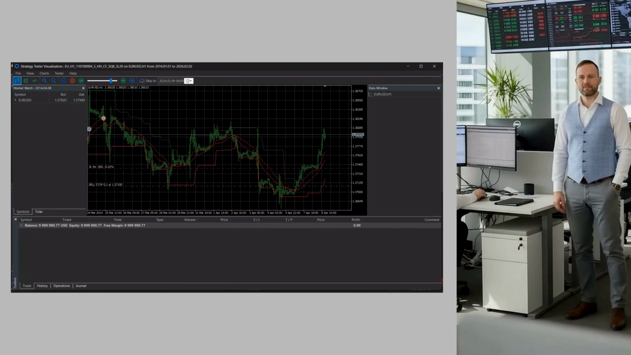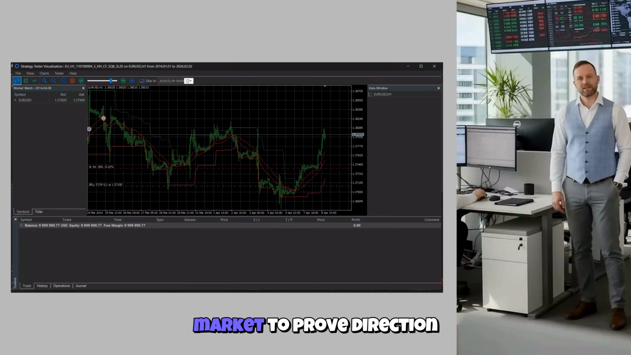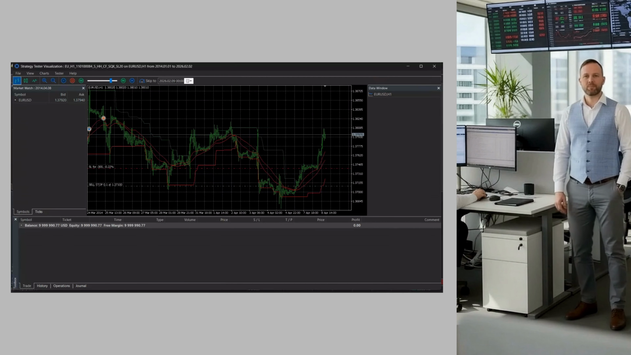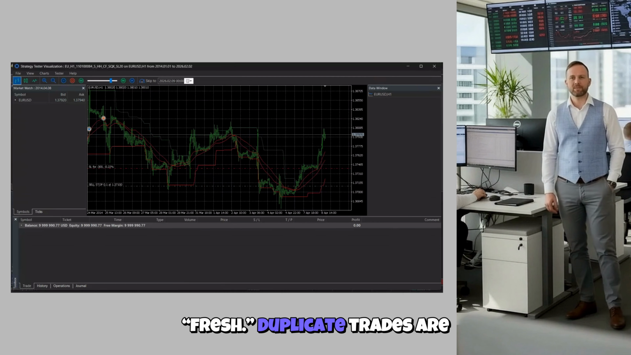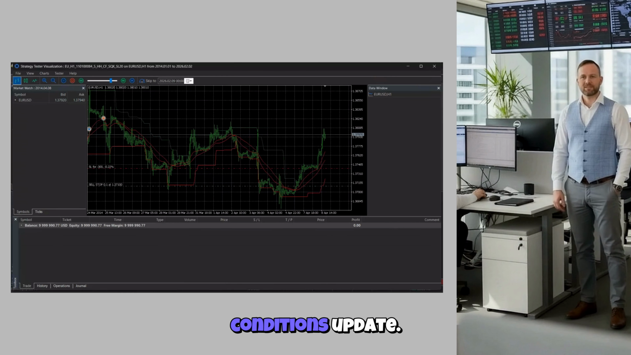type of buffer. Why do this? Because it helps avoid noise and forces the market to prove direction before entry. The pending order is valid for only 1 bar, 1 hour, which keeps signals fresh. Duplicate trades are disabled and pending orders can be replaced as conditions update.